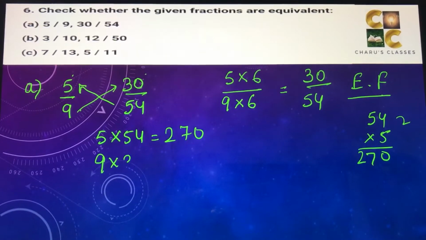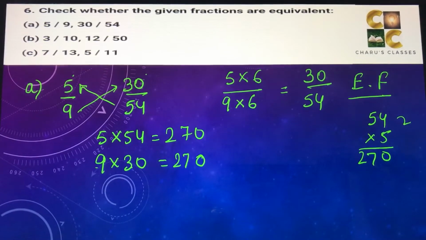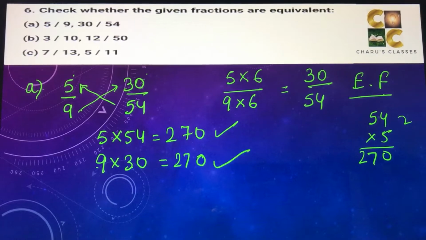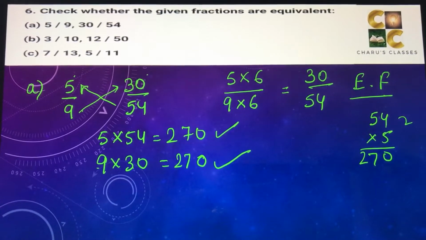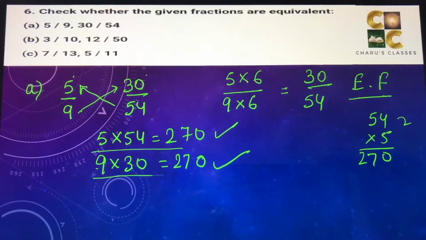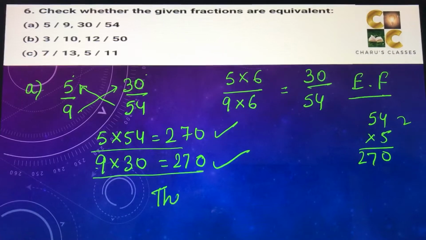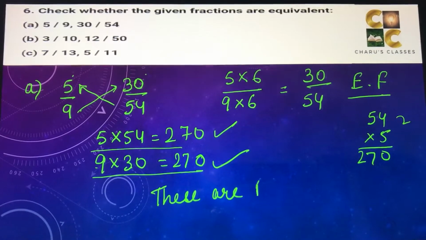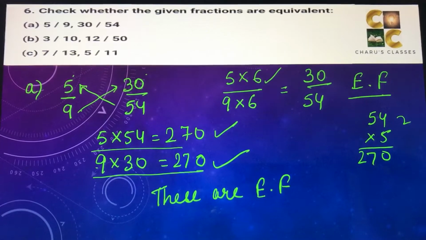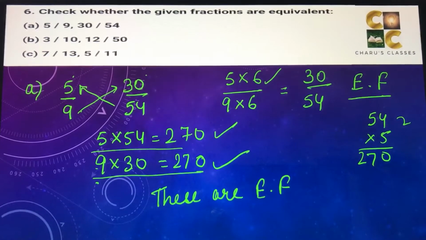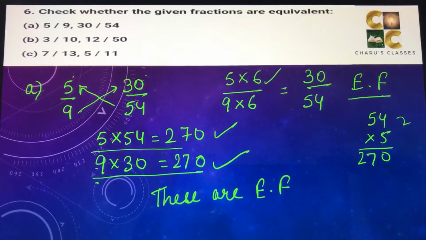So 9 into 30 करते हैं. So ये 0 आ जाएगा पीछे. 9 3s are 27. So as you can see कि जब हमने क्रॉस मल्टीप्लाई किया तो उस वक्त भी हमें ये दोनों इक्वल मिल रहे हैं. So this is another indication कि these are equivalent fractions. तो आप चाहे तो इस तरीके से या फिर क्रॉस मल्टीप्लाई करके दोनों में से किसी भी वे से यू कैन चेक इफ दे आर इक्विवेलेंट फ्रैक्शंस और नॉट.